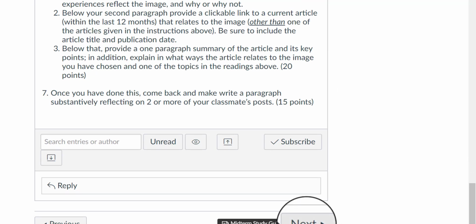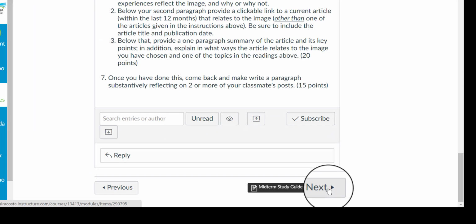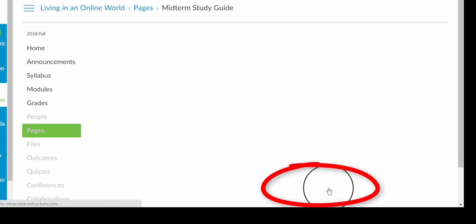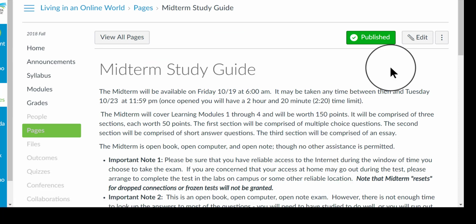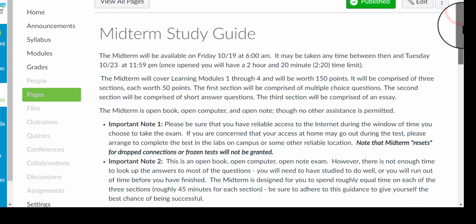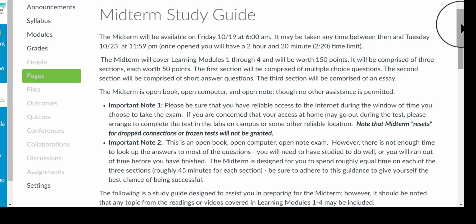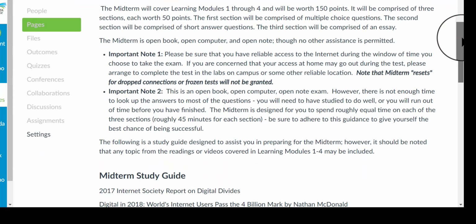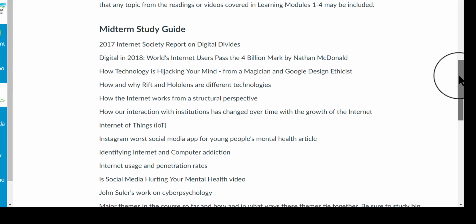Actually, this was the last thing you have to do, but I want to point one thing out to you. If you click next from this page, you will see a midterm study guide. Yes, believe it or not, the midterm is coming, and this is a study guide. It tells you what to study, how to prepare for it, and what to expect.